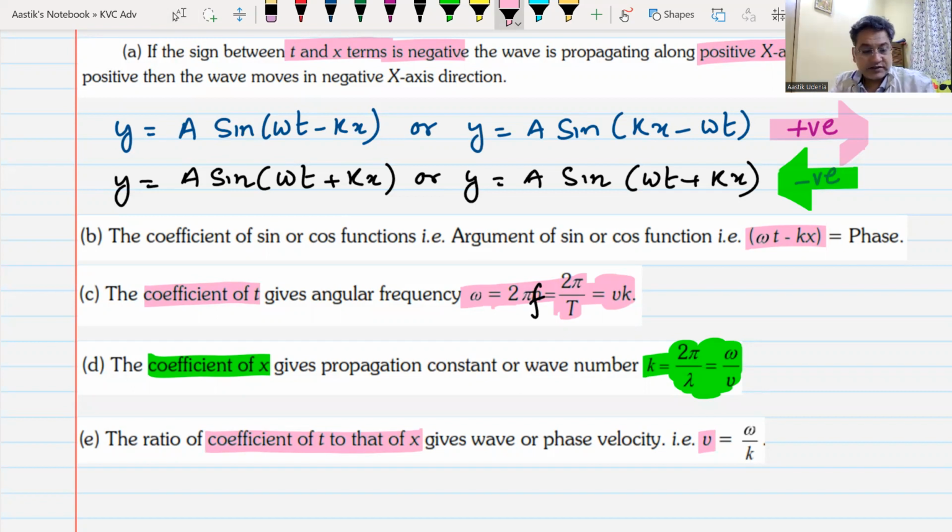I hope we are able to understand this, or this is going above your head, saying bye bye, bye bye.